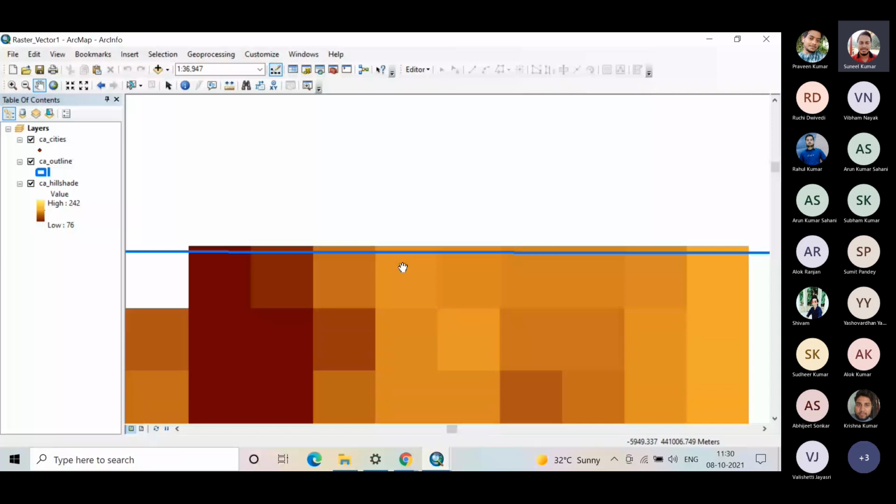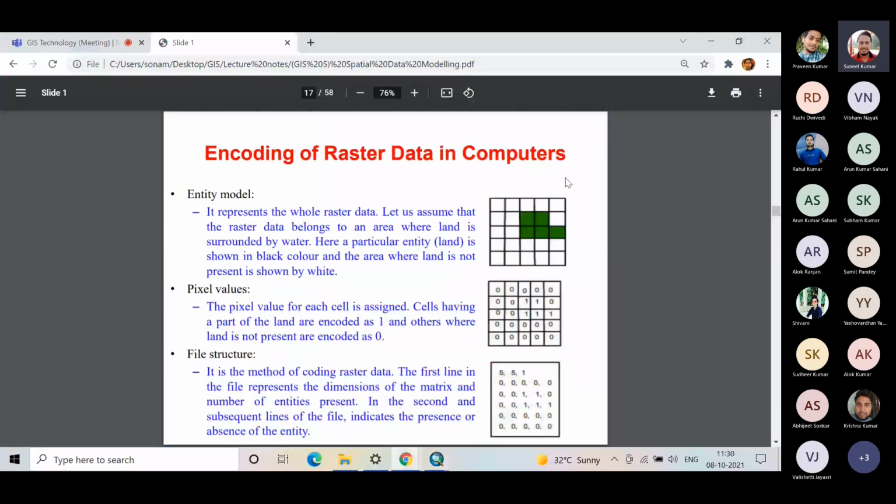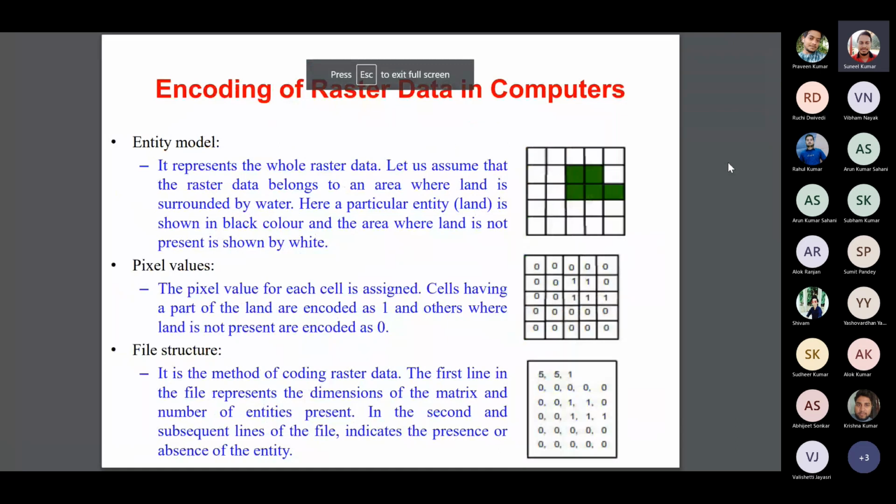So this is what I was trying to tell you: whenever you do any sort of analysis in GIS, whether it is data creation or any analysis, always check whether you are introducing any error or not. You may not be aware, but you are introducing some error.